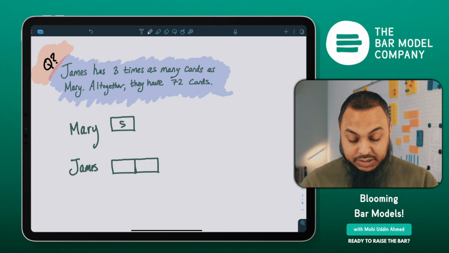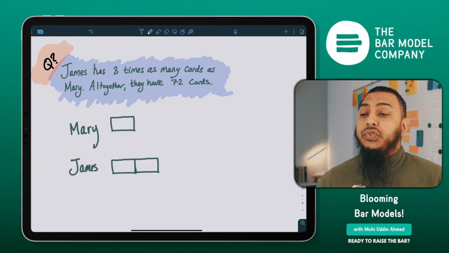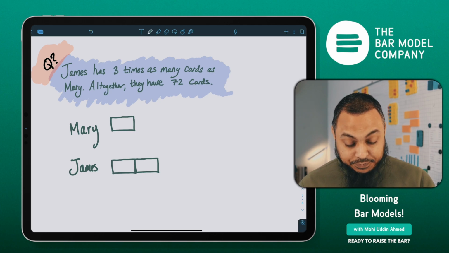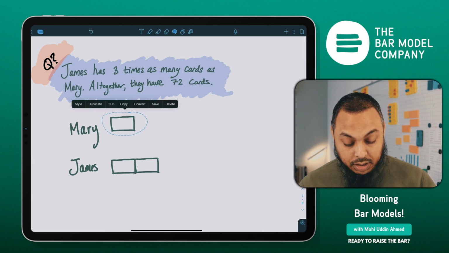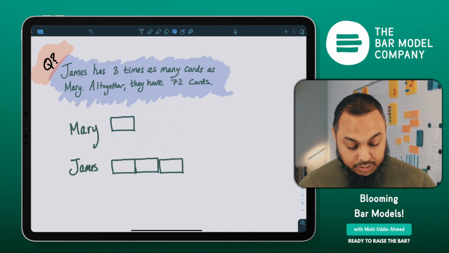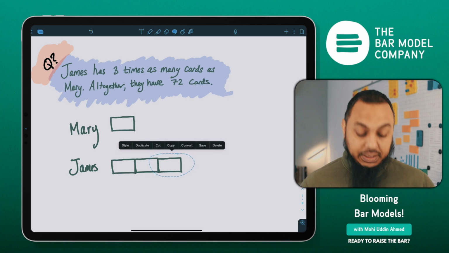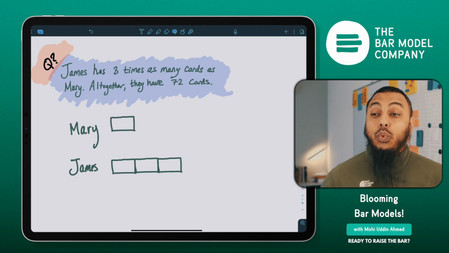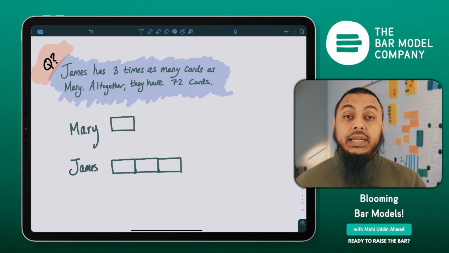So 2 bars is not right to represent James having 3 times as many cards. So we'll do that one more time then, class. We'll represent James having 3 times as many cards as Mary by showing 3 bars for James and 1 bar for Mary. Does that make sense? Can you see why now James has 3 times as many?